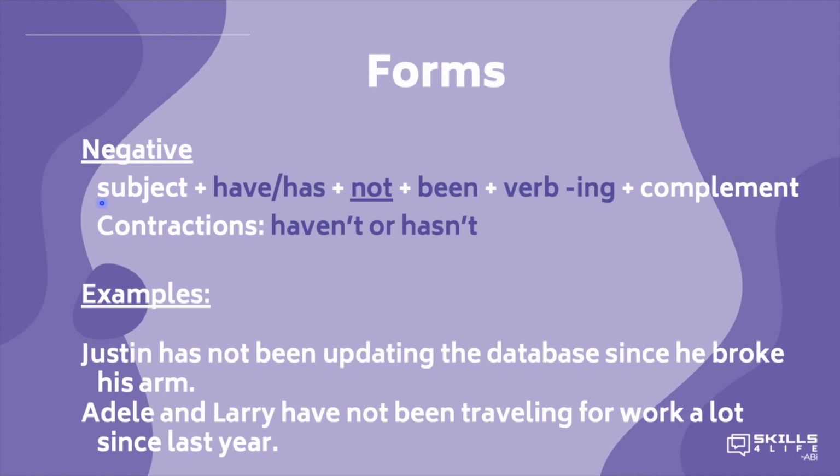For the negative, we also have the subject and have or has, and to add the negative, we need the not. You can also use the contractions haven't or hasn't. Then we have been, verb with ing, and complement. Let's look at the examples. Justin has not been updating the database since he broke his arm. Adele and Larry have not been traveling for work a lot since last year.